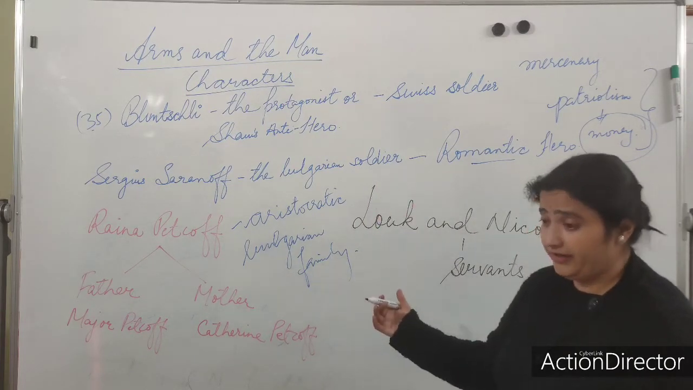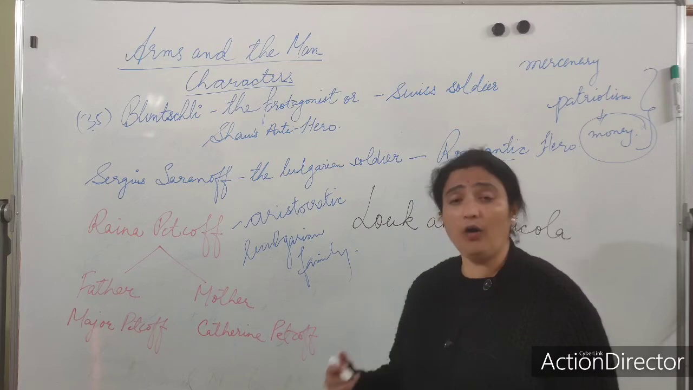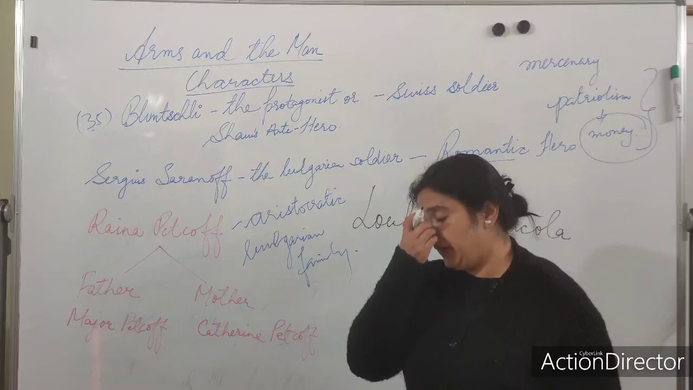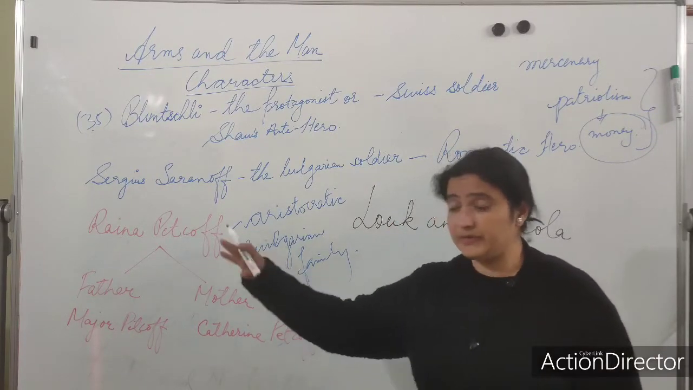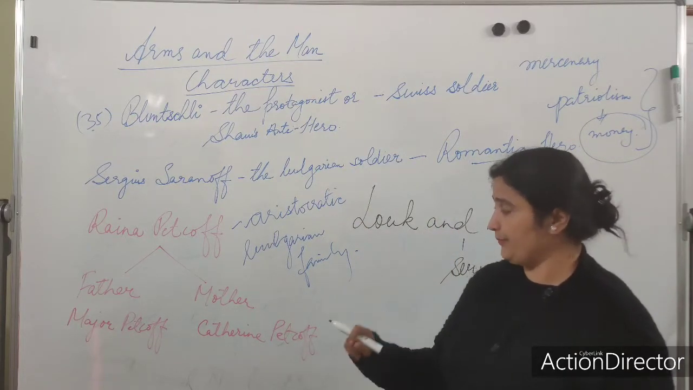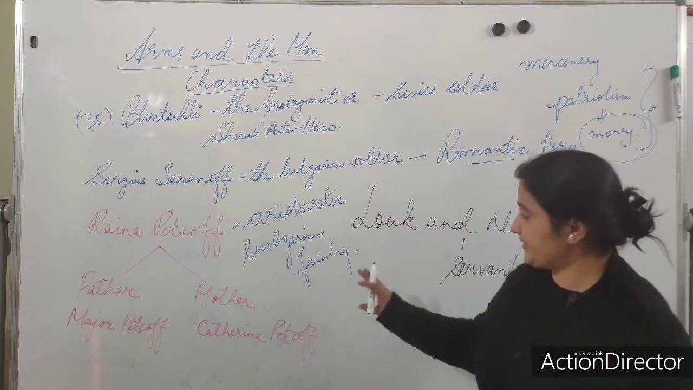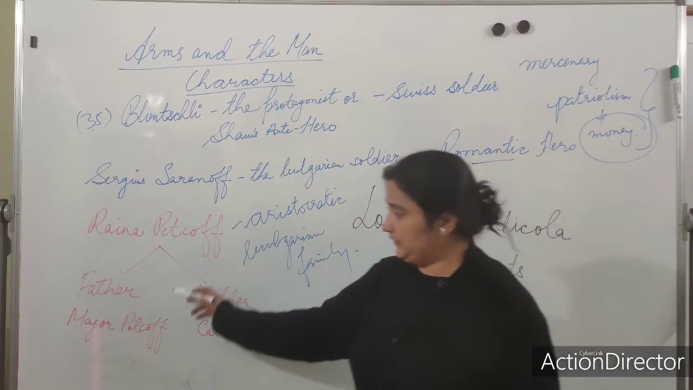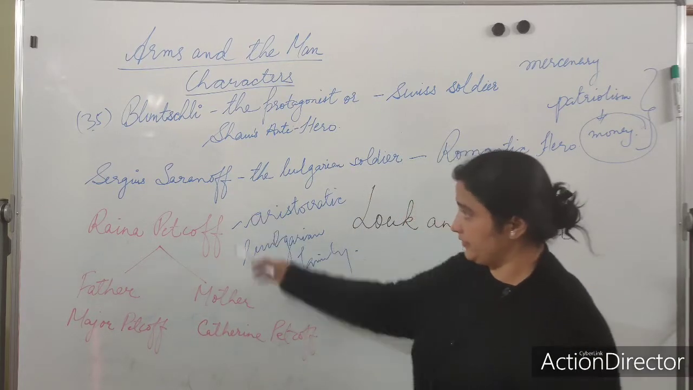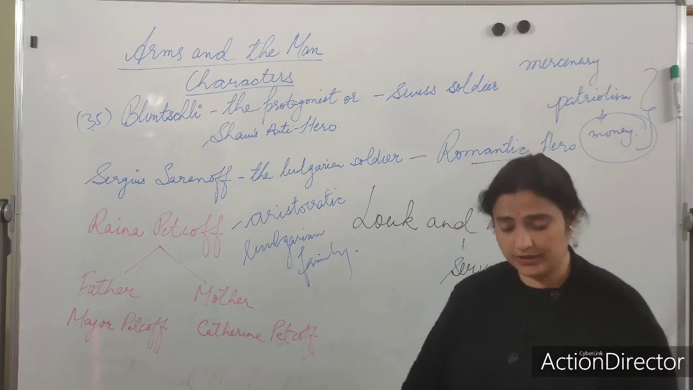This is also very evident in the way the play opens in the very first act, how the opening place, that is the bedroom of Raina Petkov, has been described, how things are placed there. Okay, I'll talk about it when I talk about the act. But what you have to remember over here about this family is that they are an aristocratic Bulgarian family. Her father, Major Petkov, is again a Bulgarian soldier who's in the Bulgarian army and he's a major. And her mother is Catherine Petkov.